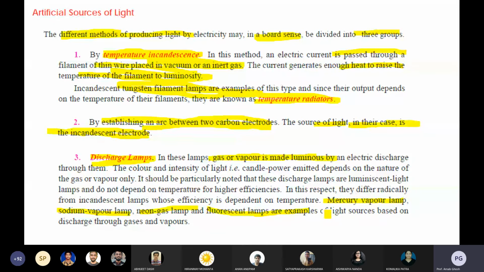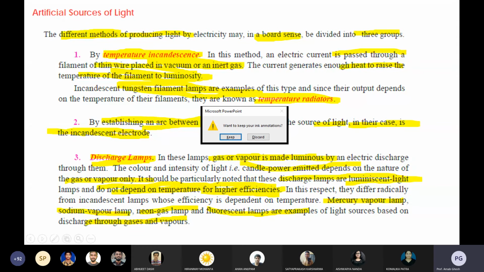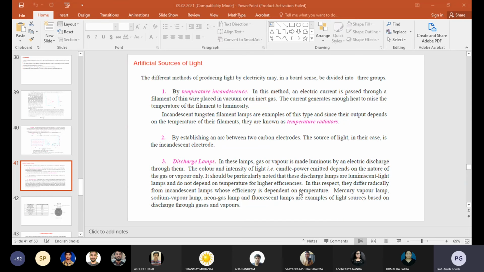Light is produced directly by the discharge through the gas and vapors, so it does not depend on temperature, and it gives high efficiency. Discharge lamps and incandescent lamps are all there. The candle power emitted depends on the nature of the gas and vapor only. Very simple thing. We can complete today's session here. In the next class we will discuss different types of lamps and their examples.